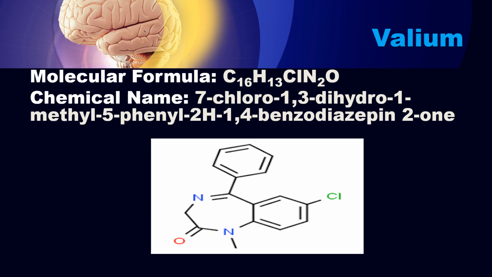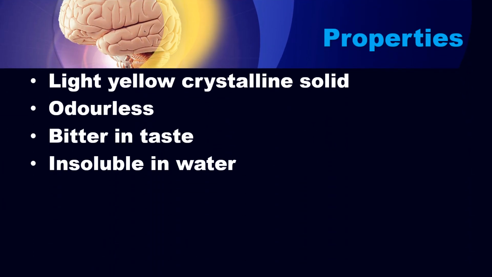Valium. Valium is diazepam. The molecular formula is C16H13ClN2O. The chemical name is 7-chloro-1,3-dihydro-1-methyl-5-phenyl-2H-1,4-benzodiazepin-2-one. The structure of diazepam. Properties. It's a light yellow crystalline solid. It has no odor, is bitter in taste and insoluble in water.